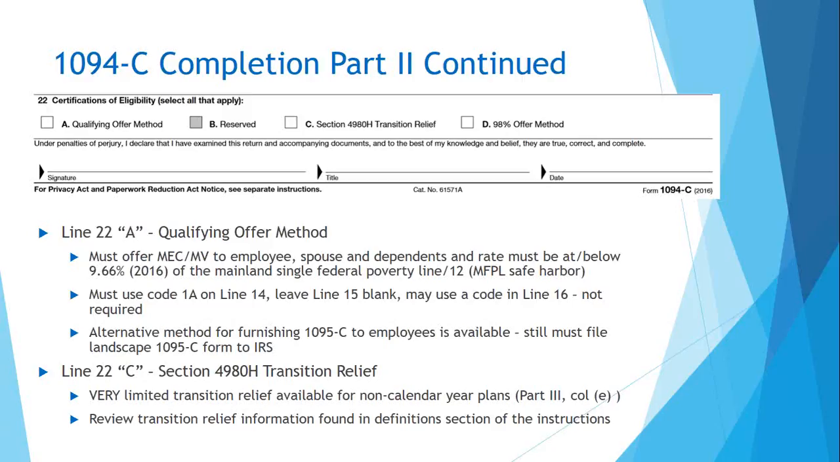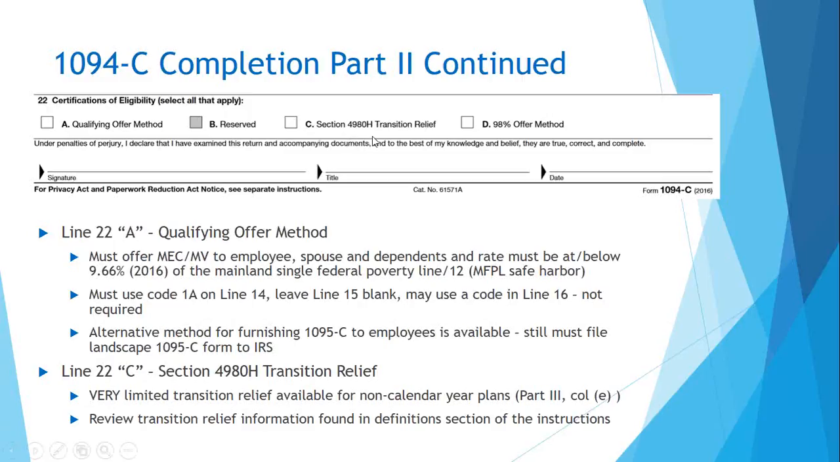There is an alternative method for furnishing the information that's on the 1095-C to your employees. It's telling your employees, we have offered you a plan at this rate that's minimum value, minimum essential coverage to yourself, spouse, and dependents, if you can go that route instead of creating a 1095-C for the employees. However, the IRS still needs the landscape version of that 1095-C. So it doesn't make a whole lot of sense to double work yourself with this reporting. So you can just go ahead and complete that 1095-C and make it available to your employees and the IRS.